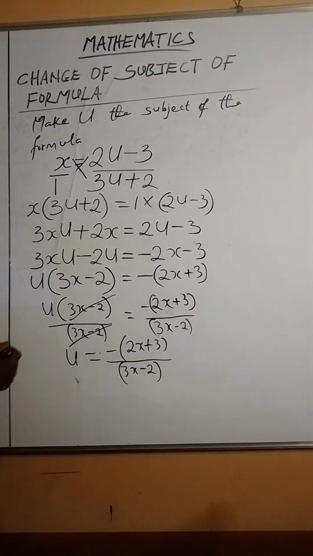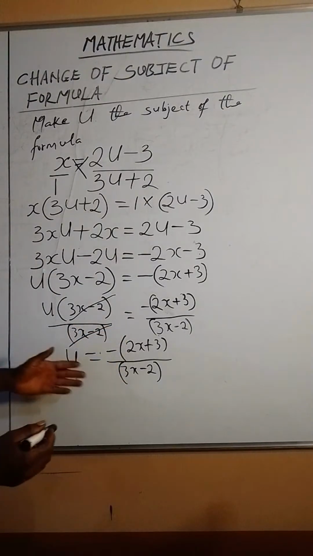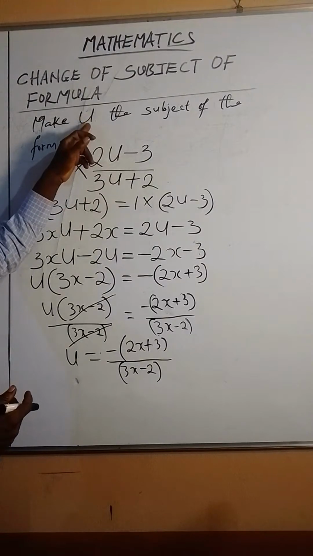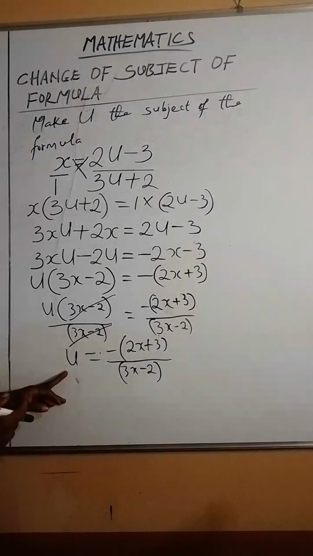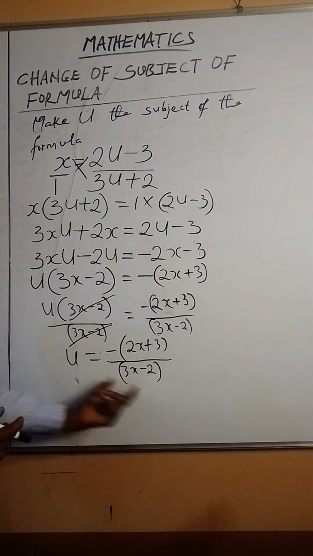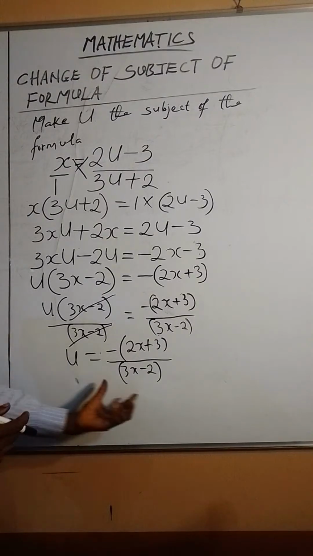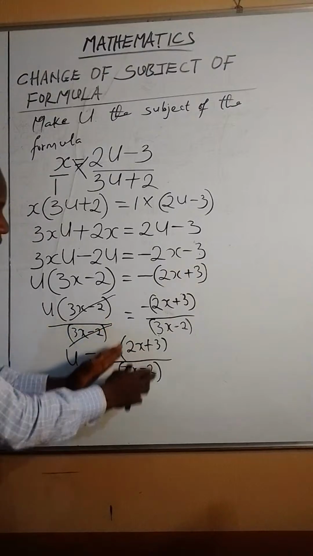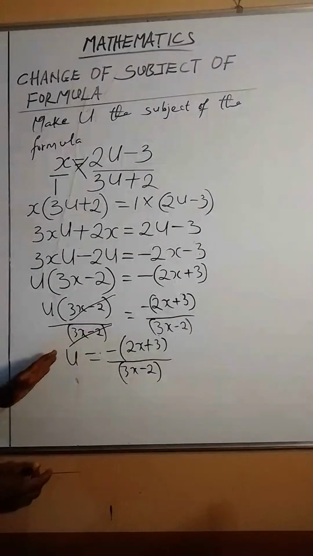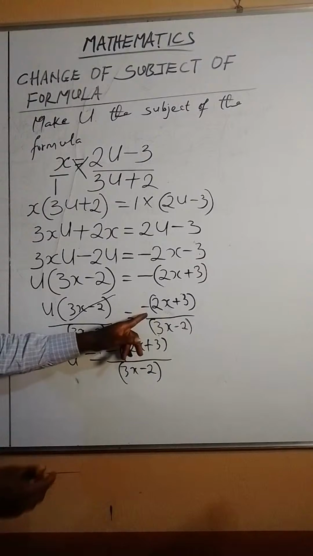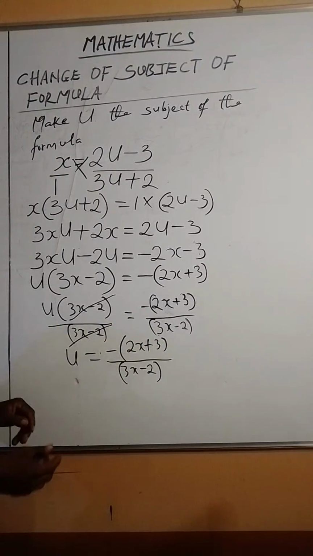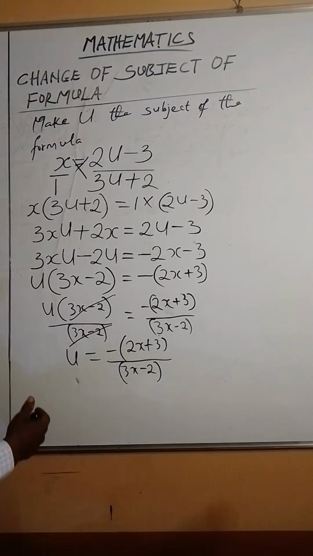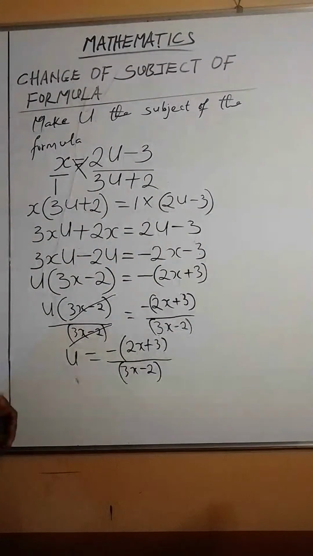So this is the solution. This is exactly what we got. We have succeeded in making u the subject of this expression. You can see that here we have u, while here we have other expressions. So we have expressed u in terms of x. This minus is here because we factorized out the minus. So this is what we have for this particular question, and I hope you derive value in my video.